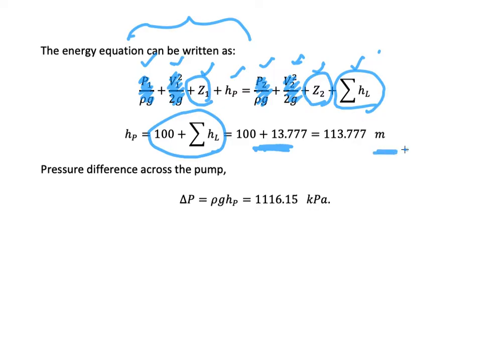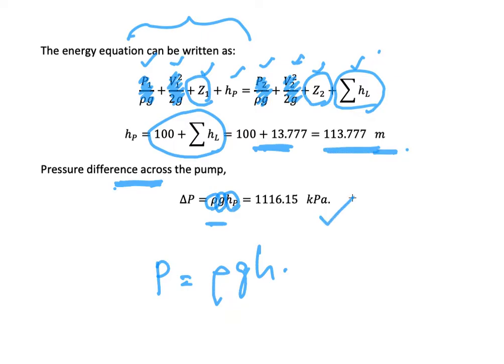And then we could calculate the pressure difference across the pump. By using the idea of this one, we know that the pressure is equal to rho g H. So in this situation, rho here is for water, g is the gravity, and the head of pump is 113.777 meters. So we could calculate it as 1116.15 kilopascal.